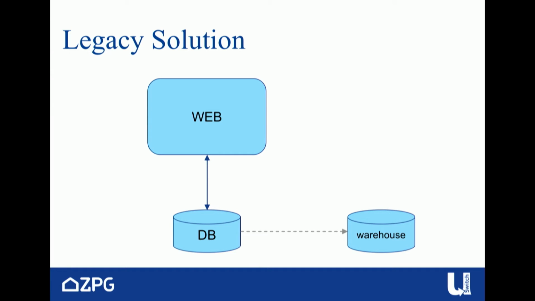So this is a legacy solution, a very typical traditional monolith, two-tier approach, and we ship the data to a data warehouse. It's simplistic, but it's a great starting point. A lot of people bang on that monoliths are bad, but they're great for just starting out, for simplicity.